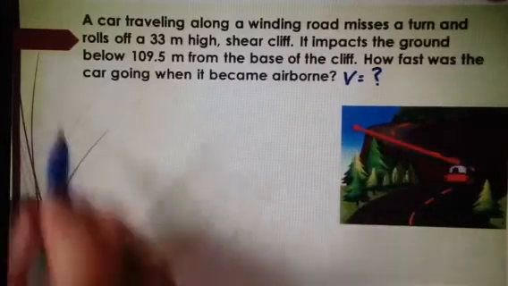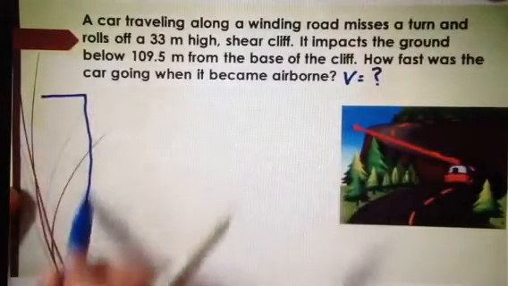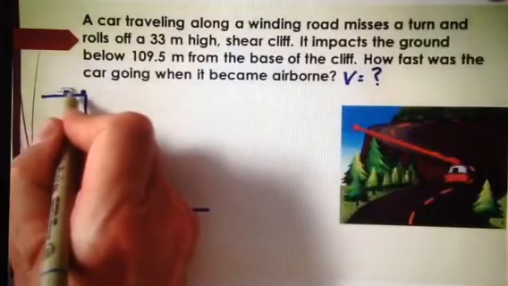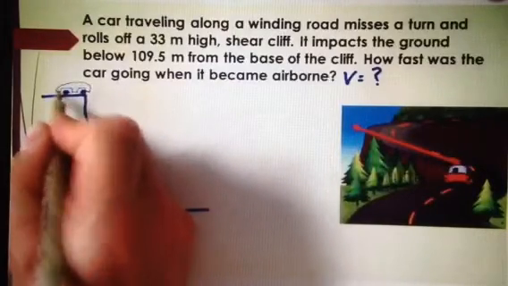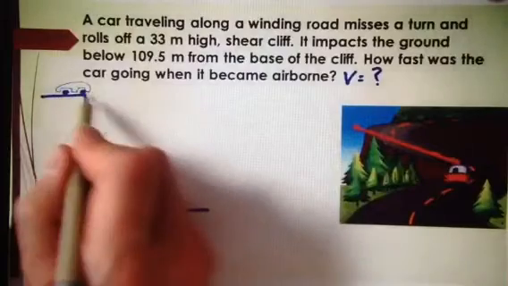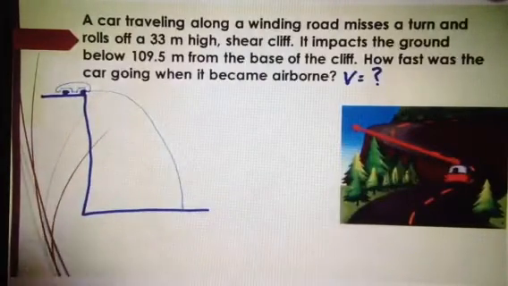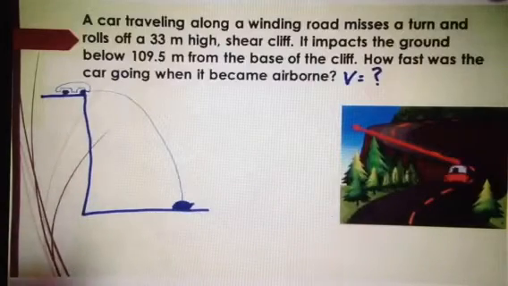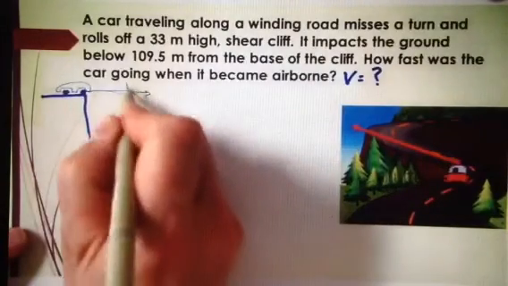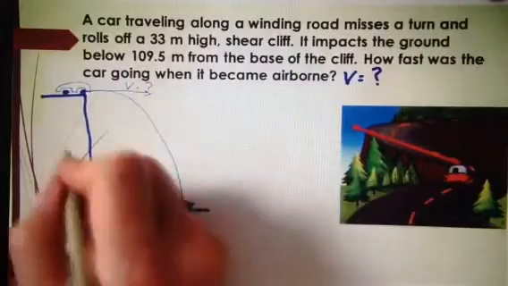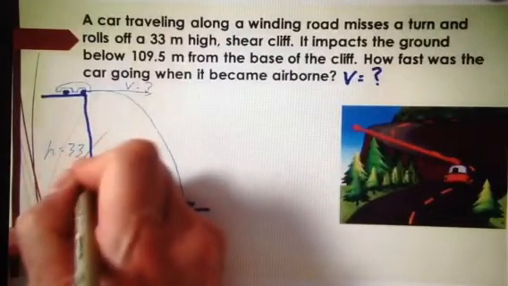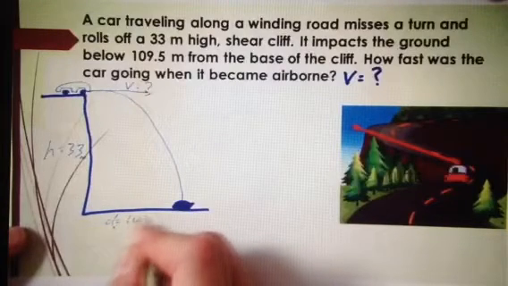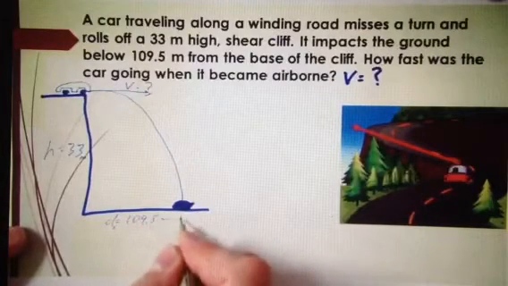So we're going to draw a picture here. Car drives off a cliff. So car here. Ugly car. It flies along, bounces, and just becomes a lump of junk. But what I'm looking for here is the velocity. I know that its height is 33 meters, and the range, or the distance in the x, is 109.5 meters. Man, that car must have been moving.